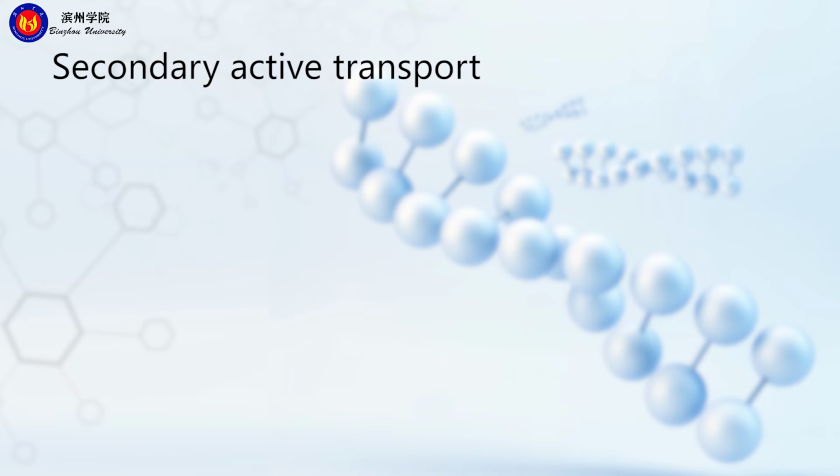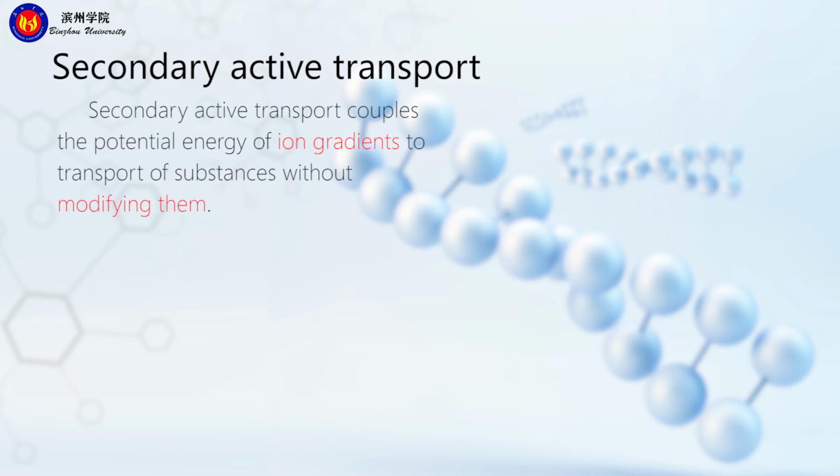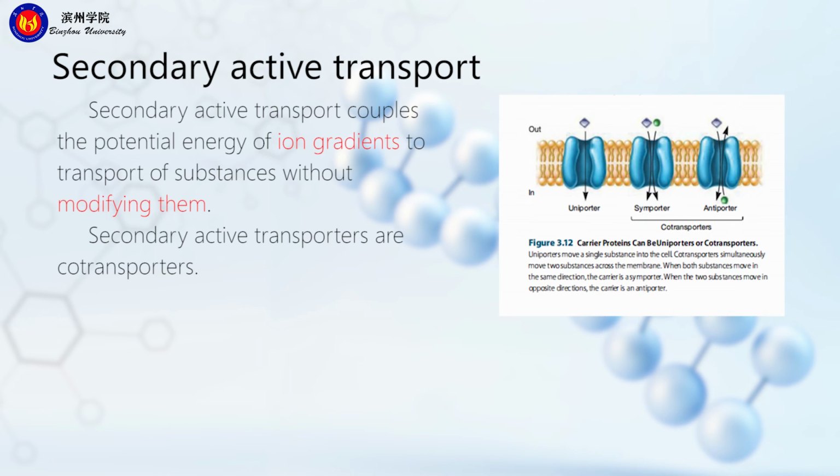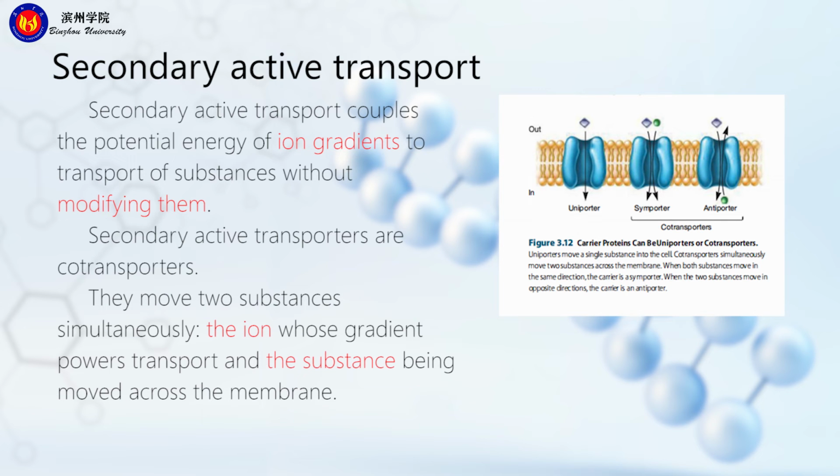Then the secondary active transport. Secondary active transport uses the potential energy of ion gradients to transport substances without modifying them. Secondary active transporters are co-transporters. You can see the co-transporters in the picture. They move two substances simultaneously, the ion and the substance.